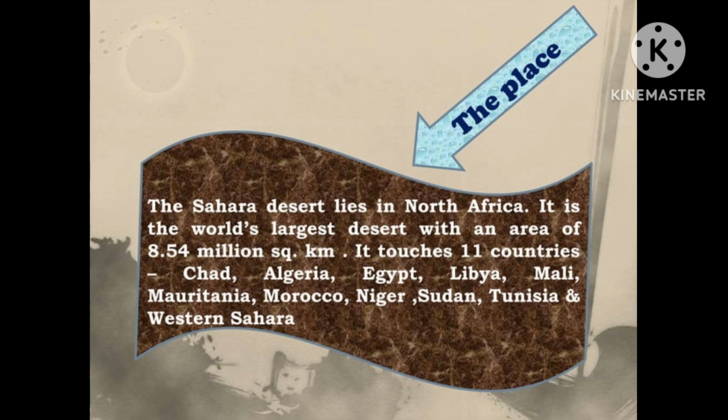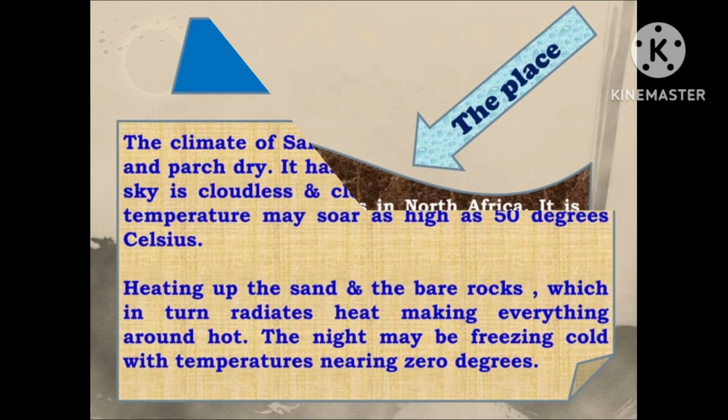If we compare it with the area of India, it is more than 3 times India's area. That means India has 3.28 million square kilometers and the area of Sahara Desert is 8.54 million square kilometers. Sahara Desert touches 11 countries, that is Chad, Algeria, Egypt, Libya, Mali, Mauritania, Morocco, Niger, Sudan, Tunisia, and Western Sahara.